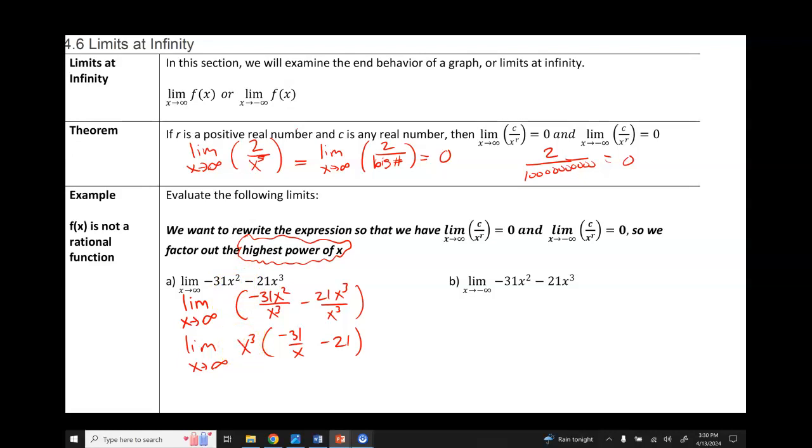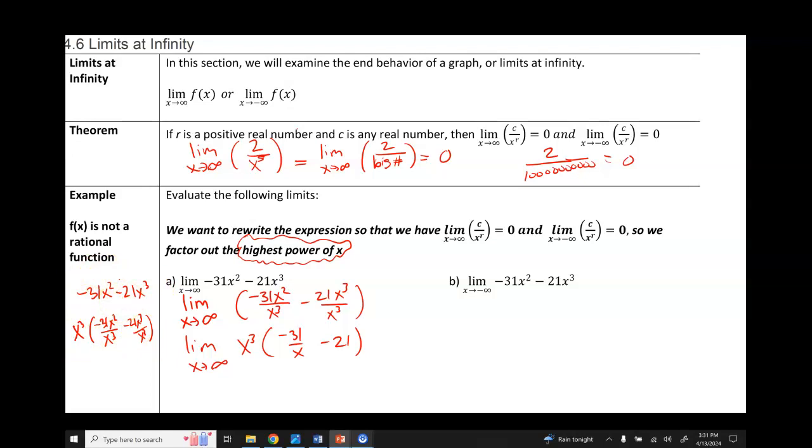So essentially what's happening is we have negative 31x squared minus 21x cubed. That's what we have. And we're factoring out an x cubed. To factor means to divide. So that's why we divide each of these terms: negative 31x squared by x cubed, and then the negative 21x cubed also by x cubed, because to factor means to divide. So we factor it out and divide each term by that factor.